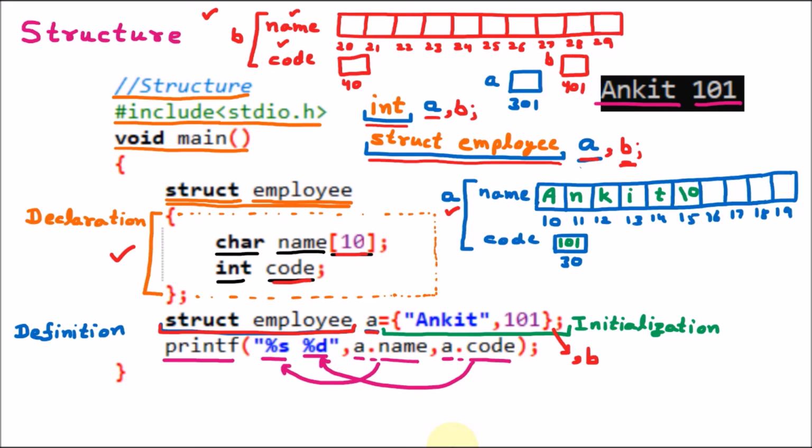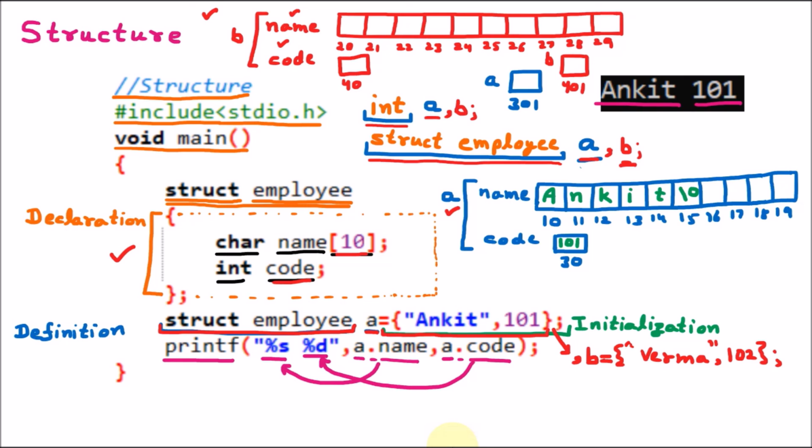Just like for the variable a, we have given the values, Ankit and 101, these values we have already given. Similarly for b, we have to initialize the value. So here b with the curly bracket, let's say we start and say Verma here. Then afterward double quotes, then comma 102. So the initialization is also required for b.